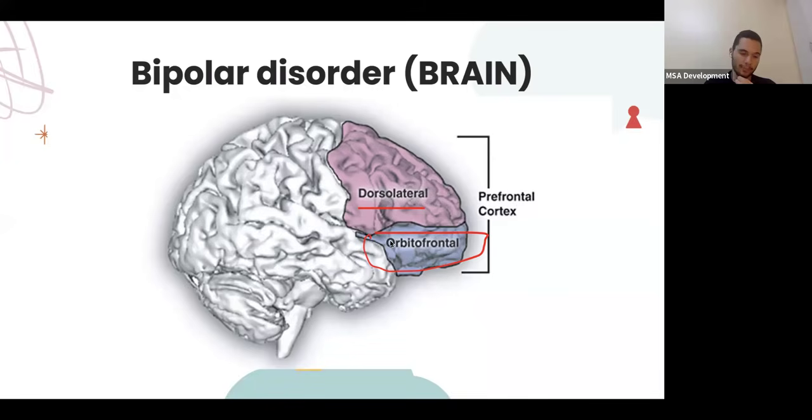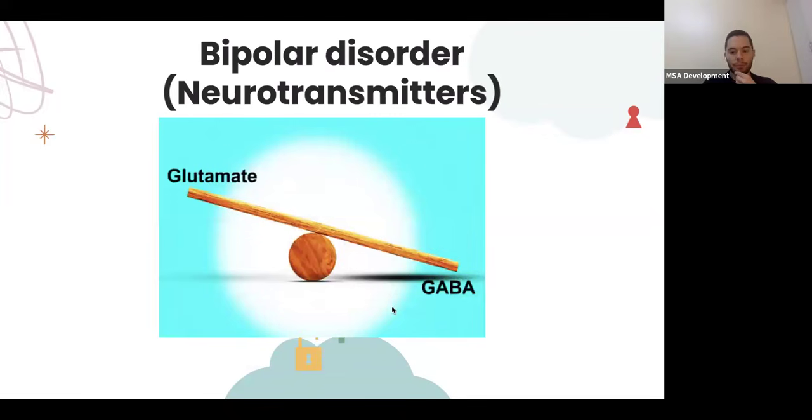Now, neurotransmitters. What are the neurotransmitters in bipolar disorder? Serotonin. Any other neurotransmitters that could come to mind? GABA. Okay. So you have GABA and glutamate. Perfect. GABA and glutamate. So the imbalance between those two could cause bipolar disorder. Like, how would you manage a patient with bipolar disorder?